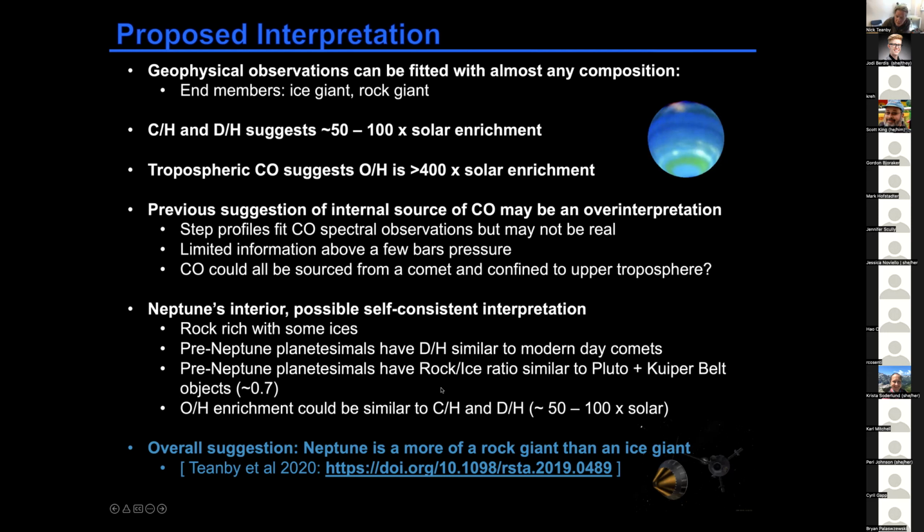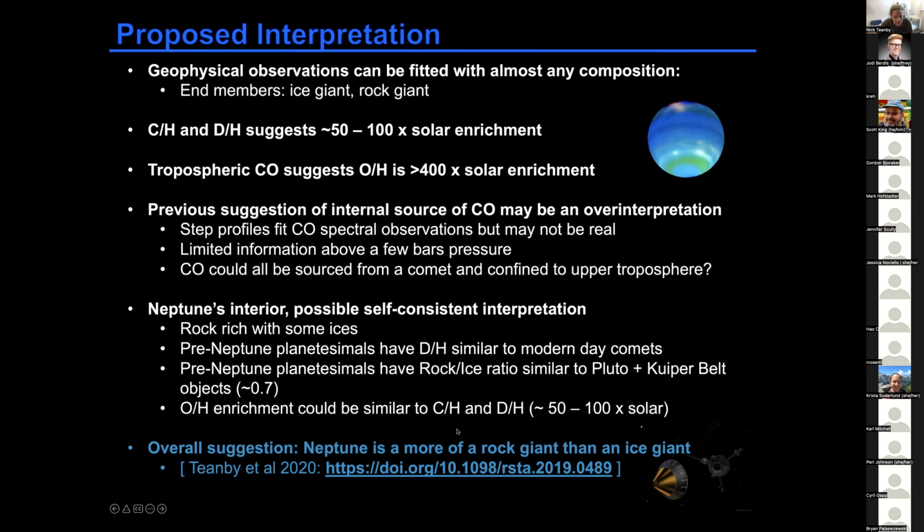Maybe these pre-Neptune planetesimals, it seems unlikely that they're all ice. That also seems odd, but we have things like Pluto and icy moons and Kuiper belt objects and all this kind of stuff, and most of those seem to be about 70% rock, with the rest being ice. So we could have that kind of a composition if we have a rock giant, and then in that case the OH enrichment would come down a little and be more in line with the C and the D.